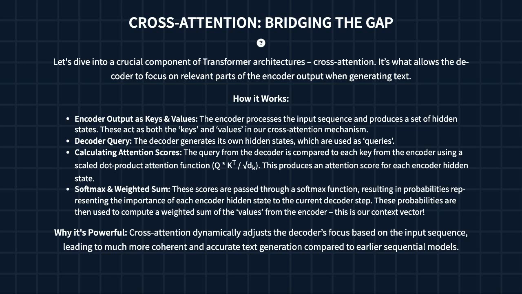The cross-attention mechanism calculates how relevant each key from the encoder is to the current query, giving a score for each part of the input. Then, it uses these scores to create a weighted sum, focusing only on the most important parts of the original sentence when generating the next word.